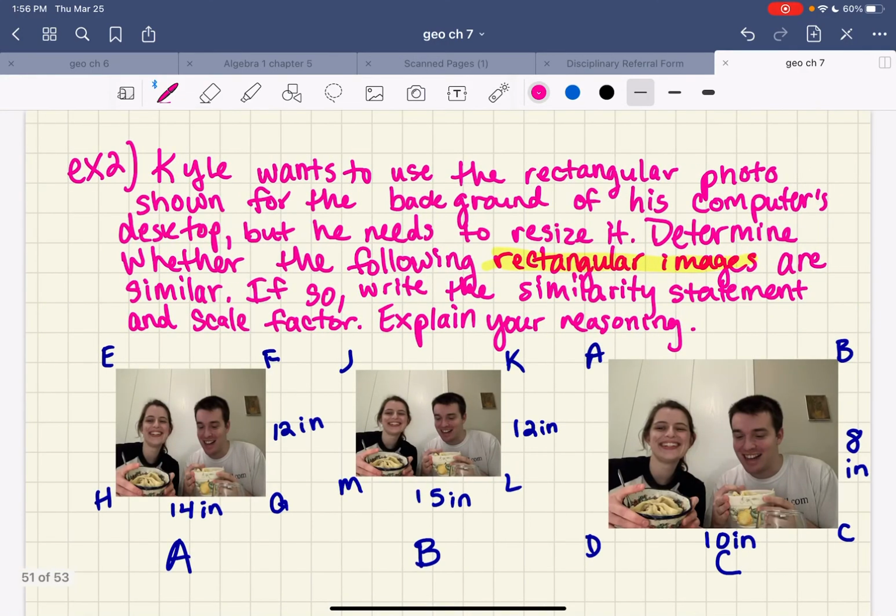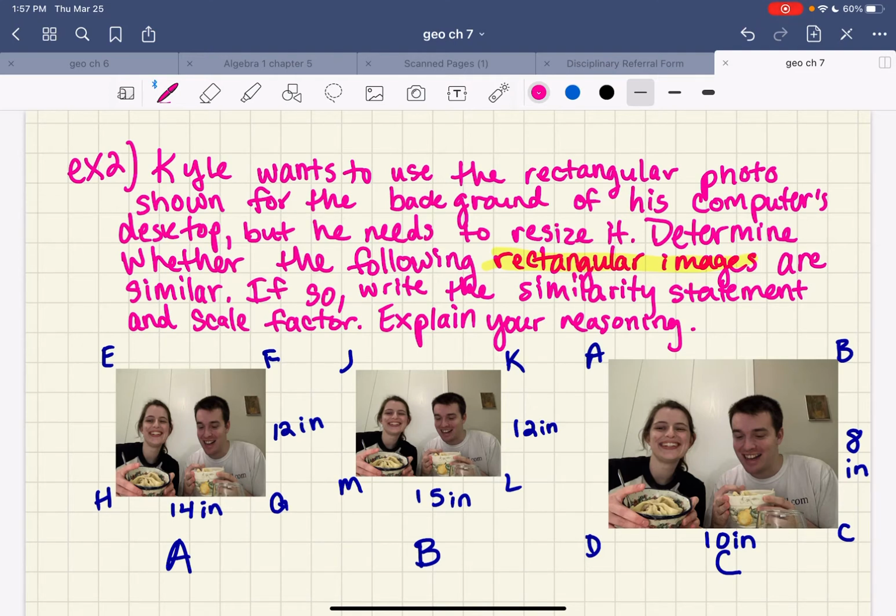So example 2, I copied this from last year. So I thought it was cute. This is a word problem that I personalized. Kyle wants to use the rectangular photo shown for the background of his computer's desktop, but he needs to resize it. Determine whether the following rectangular images are similar. If so, write the similarity statement and scale factor.